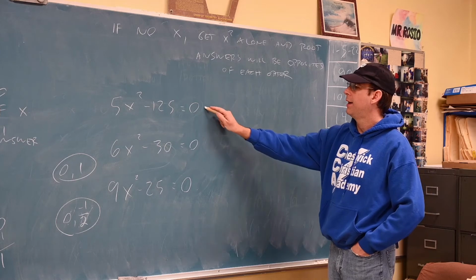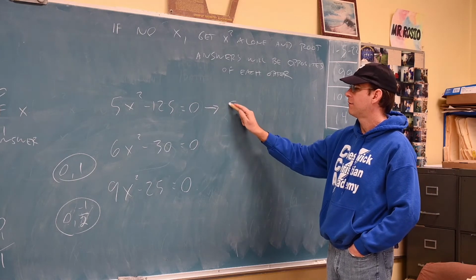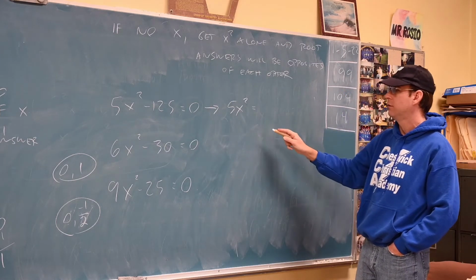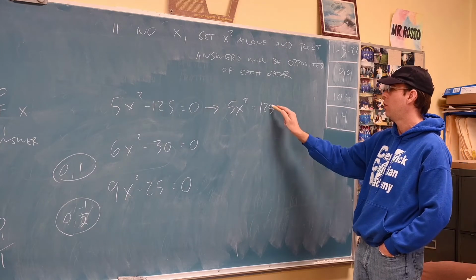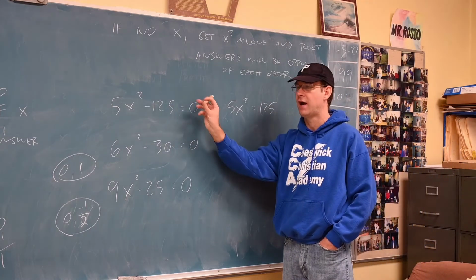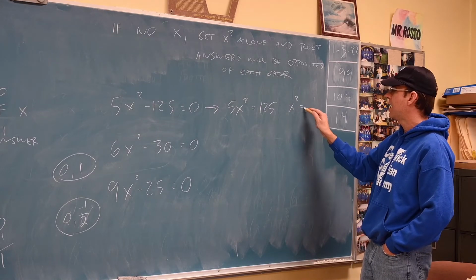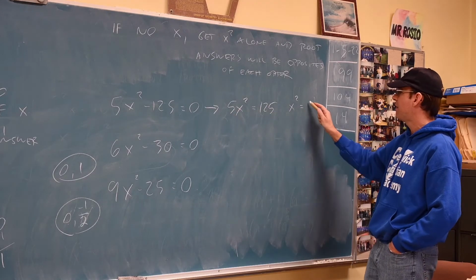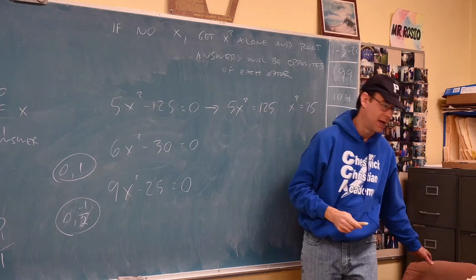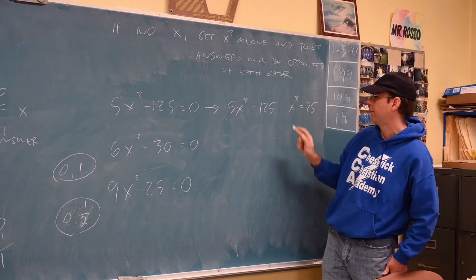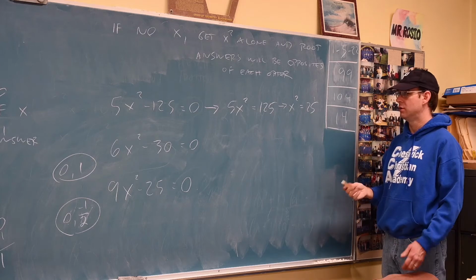So for this one, I would add the 125 to get the x squared more alone. So 5x squared would equal positive 125 if I add the 125 away. I would divide then by the 5. If I divide by the 5, I'd get 25. And now the x squared is completely alone. Now I'm going to do the square root.